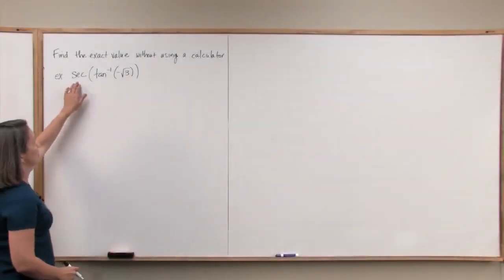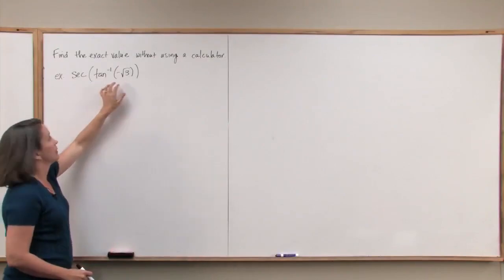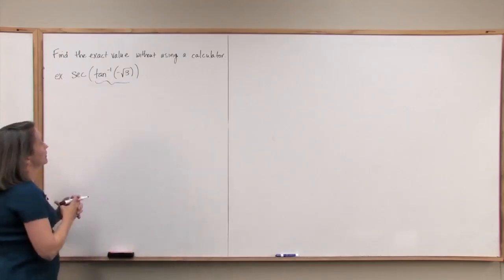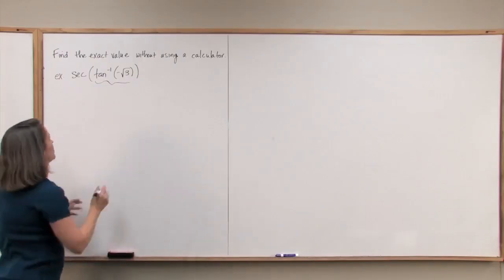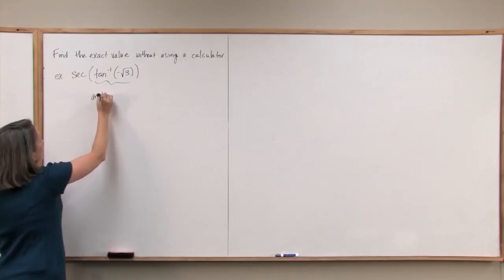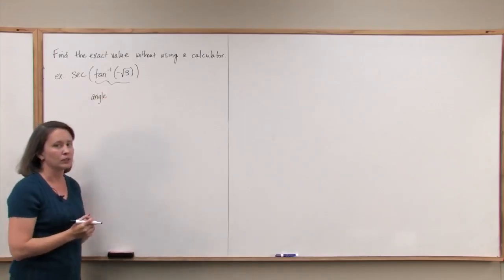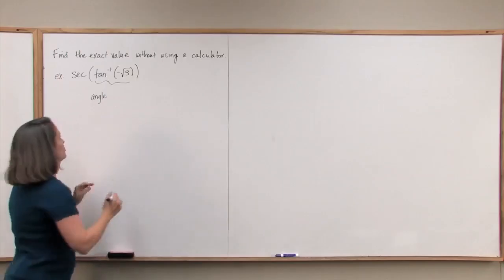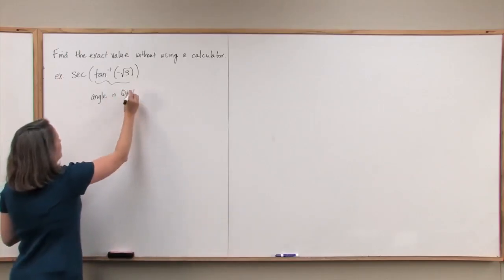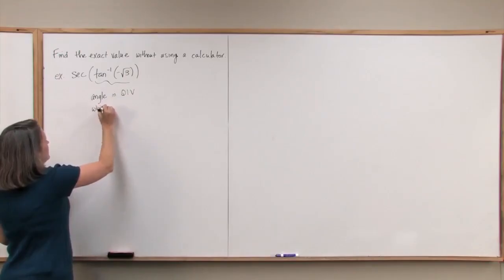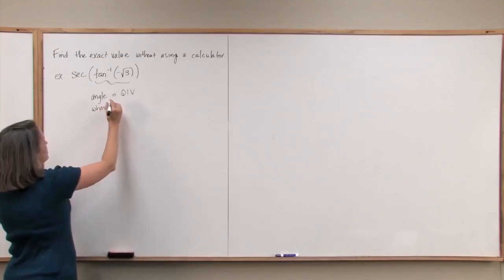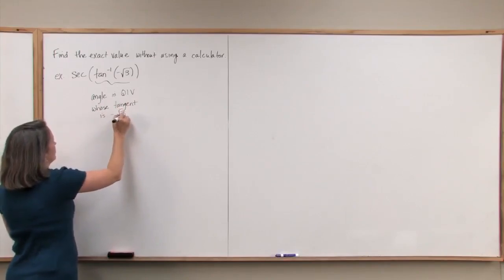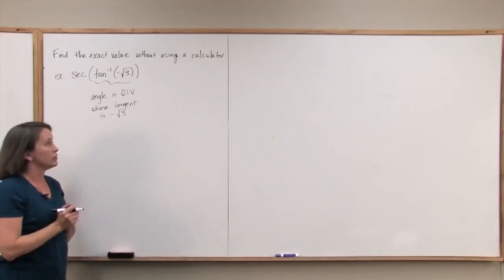Here we'd like to find the secant of the inverse tangent of negative square root of 3, and again we're going to start on the inside part of this and work our way through. The inverse tangent of negative square root of 3. So this is going to be an angle whose terminal side lies in which quadrant? Okay, well this is negative and this is an inverse tangent, so quadrant 4. And it's the angle in quadrant 4 whose tangent is negative square root of 3. Okay, so have you figured out which one it is?